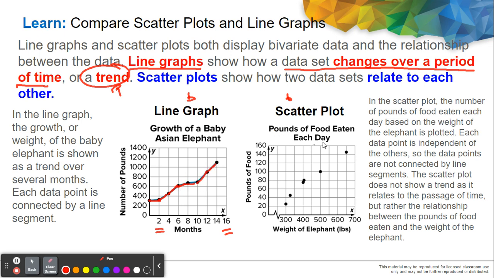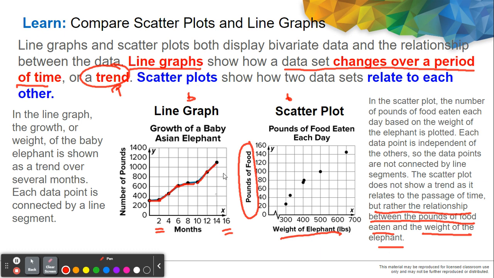While on the other hand, our scatter plot shows the weight of the elephants in pounds and the relationship between the pounds of food the elephant is eating. Each data point is independent of the others, so the data points are not connected by line segments. The scatter plot does not show a trend as it relates to the passage of time, but rather shows the relationship between the pounds of food eaten and the weight of the elephant. That's why it is not represented by a line graph.